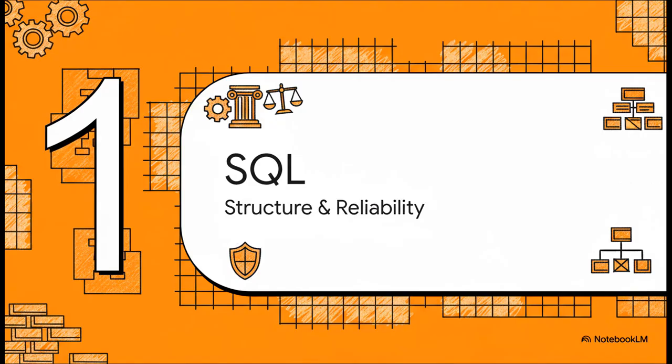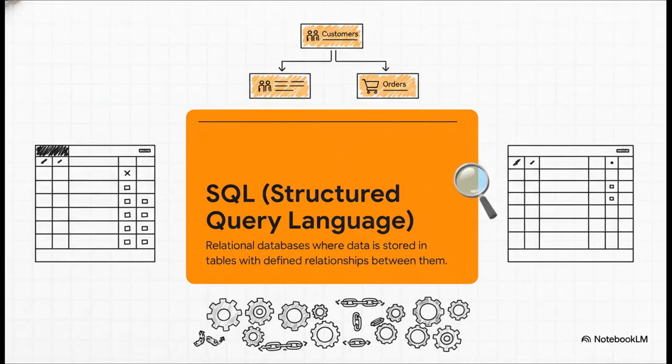So let's kick things off with the classic, the original gangster, if you will, SQL. This whole world is built on structure, rules, and just rock-solid reliability. SQL stands for Structured Query Language, and it's the language we use to talk to what are called relational databases. The key word there is relational. Just picture a bunch of spreadsheets or tables that are all linked together in a logical way. So you might have one table for all your customers and another for all their orders, and you can create a direct link between them. Everything is neat, tidy, and predictable.